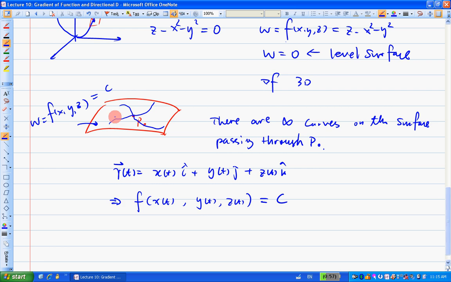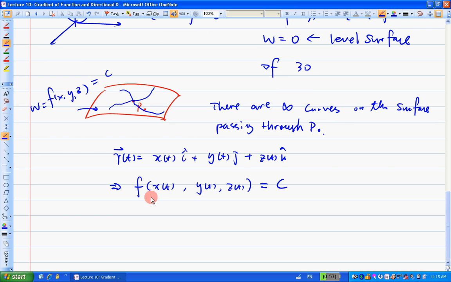Yeah. So now I'm ready to do my next step. I'm going to take a derivative of both sides of this equation with respect to t. Since c is a constant, the derivative of that with respect to t is 0.